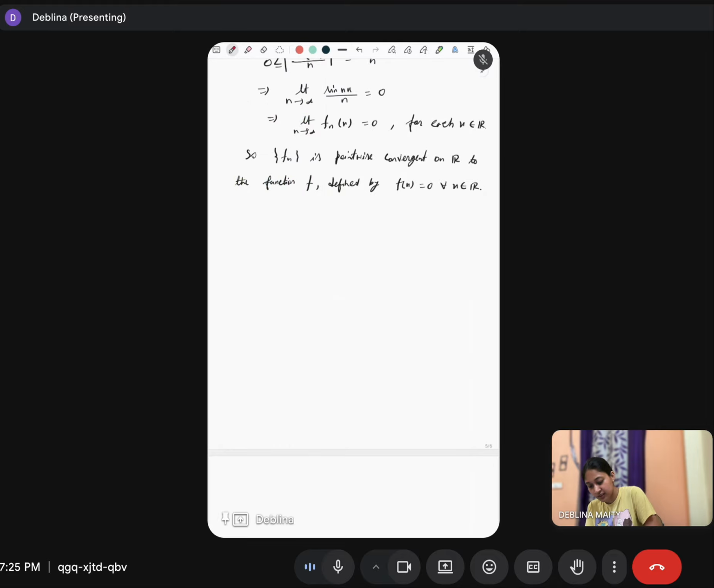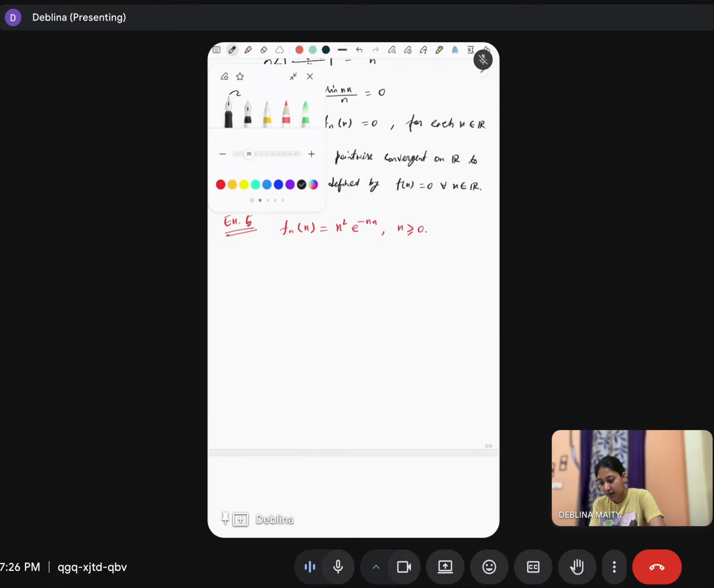So let's take another one. This is given by, for each n, f_n(x) is given by x squared e to the power minus nx, when x is greater than or equal to 0. So we have to find its pointwise limit. So when n goes to infinity, what is f_n(x)?